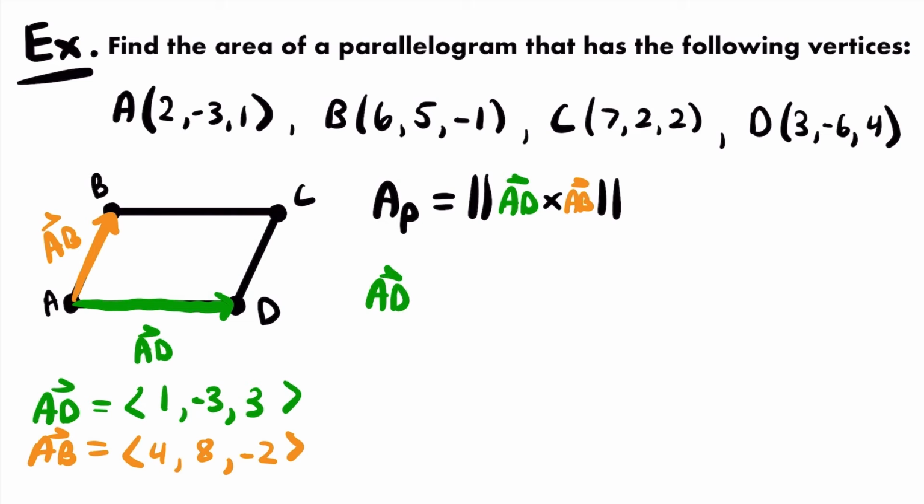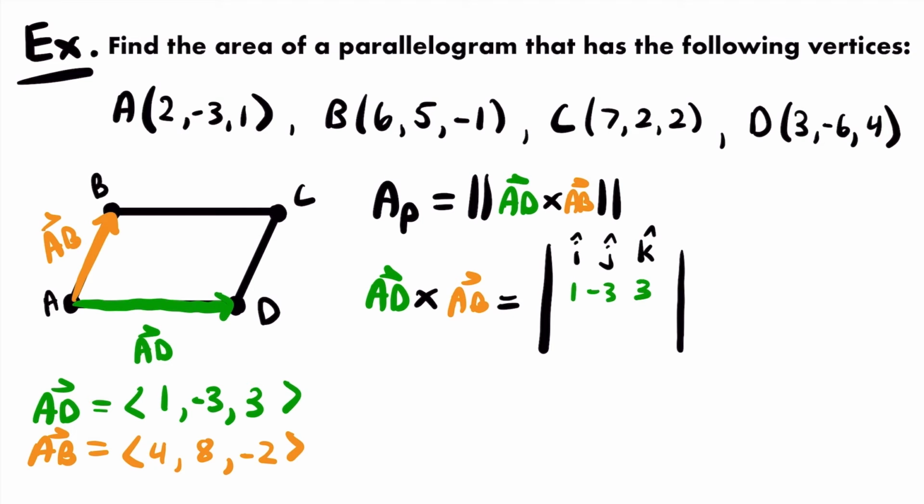Vector AD cross vector AB will be equal to the determinant of a 3x3 matrix, where the first row are the standard unit vectors i, j, and k, and then the second row will be the components of vector AD, and the third row will be the components of vector AB. So let's just rewrite these components into this matrix. We have 1, negative 3, 3, and then 4, 8, negative 2. Okay, and now let's calculate this.